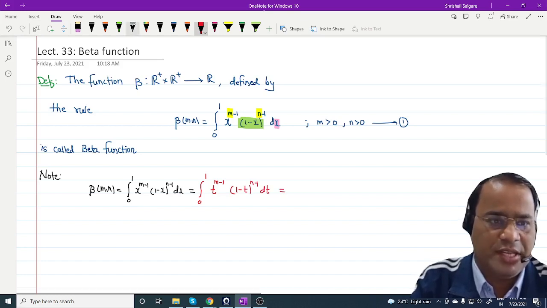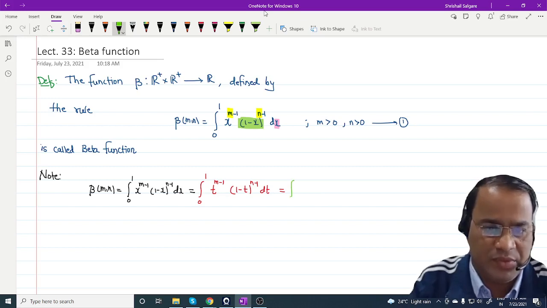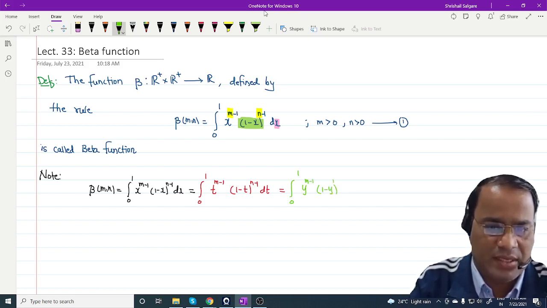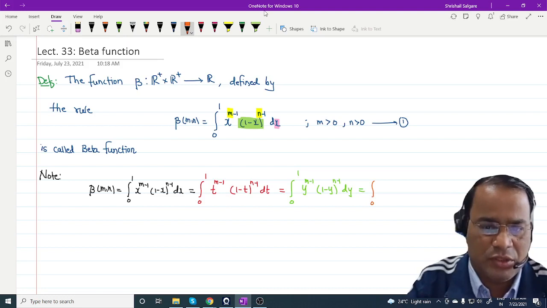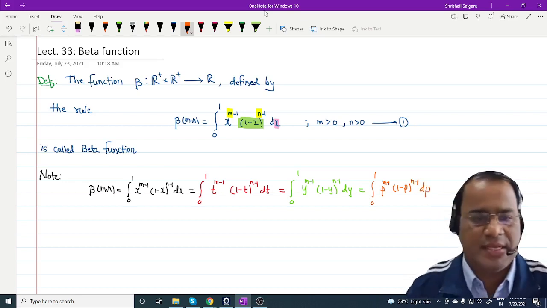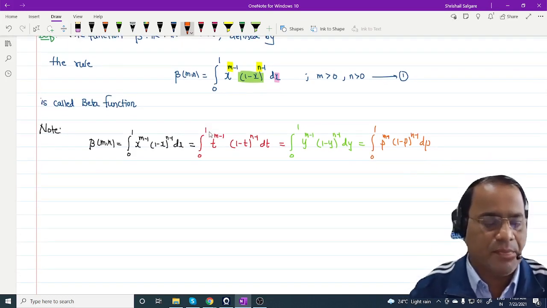So what you are doing here, simply you are using the substitution x equal to t, if required in your language. Suppose y raised to m minus 1 into 1 minus y raised to n minus 1 dy, again some variable, whichever you want to write. So 0 to 1 p raised to m minus 1 into 1 minus p raised to n minus 1 dp. While solving the example you can refer to any one. So all these integrals define the beta function.